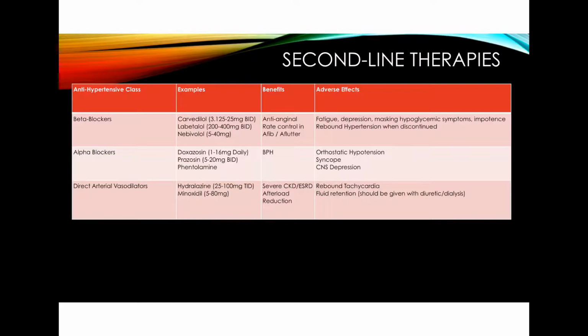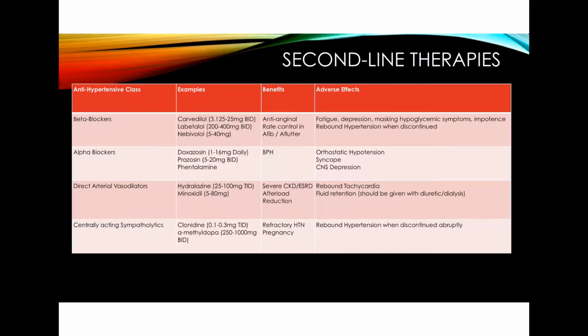The direct arterial vasodilators, including hydralazine and minoxidil, are very effective in patients with severe kidney disease, including patients on ESRD. They are, however, known to cause rebound tachycardia and fluid retention, so they should often be given either with diuretics or to patients who are on a regular dialysis schedule.